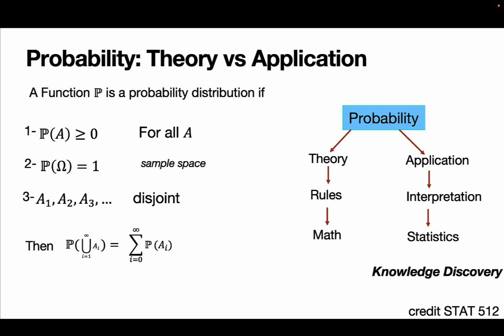Probability has two sides: theoretical, which is defined by axioms and mathematical rules, and an applied side, which helps us interpret observations and make predictions. For instance, in classification, we use probability to infer the most likely class based on training data. And this is the core idea in knowledge discovery.